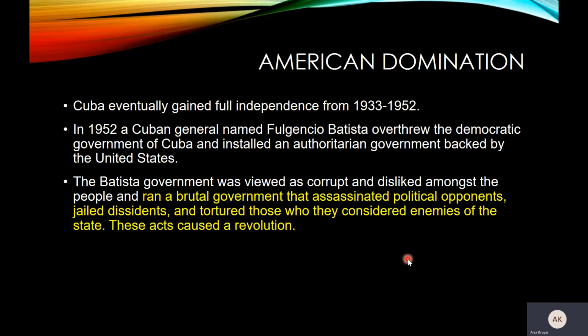But then in 1952, a Cuban general named Fulgencio Batista overthrew the democratic government of Cuba and installed an authoritarian government backed by the United States. Batista's government was viewed as corrupt and it was disliked amongst the people because he was so evil.